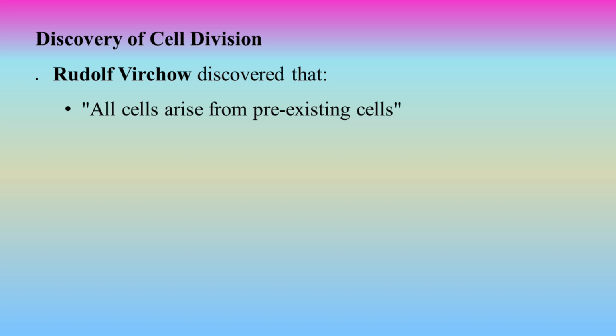Discovery of cell division. One of the key discoveries in cell biology came from Rudolf Virchow. He proposed that all cells come from pre-existing cells. This helped us understand that cells don't appear out of nowhere. They multiply through division. This idea formed a core principle of modern cell theory.